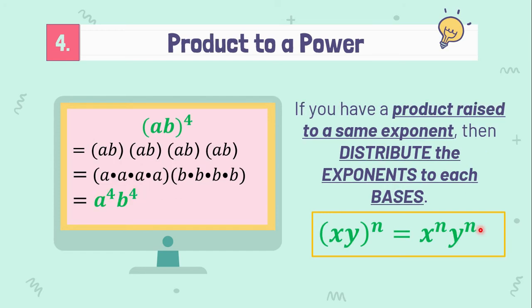Number 4, product to a power. If you have a product raised to a power, then distribute the exponent to each base. For example, if you have quantity xy raised to n, that will be equal to x raised to n and y raised to n. So you're going to multiply x raised to n times y raised to n.